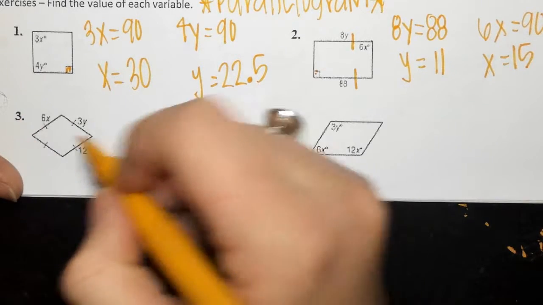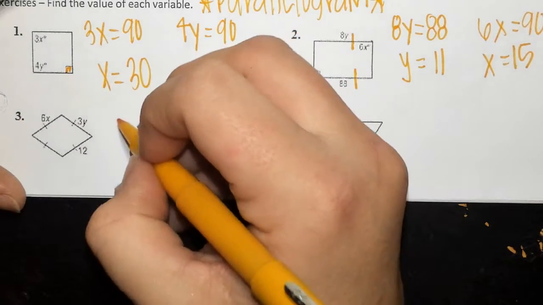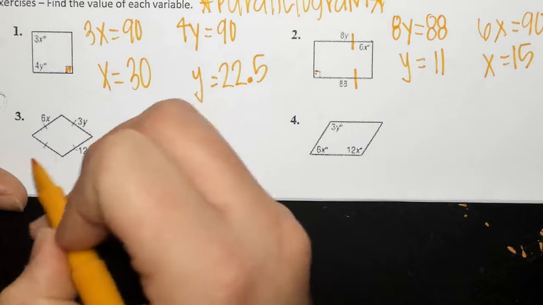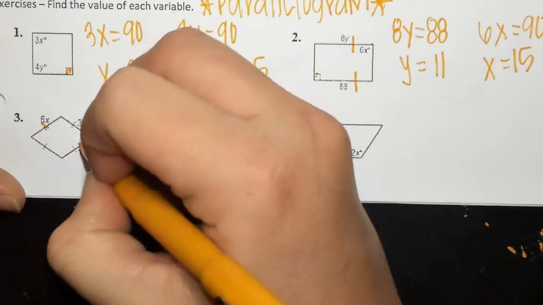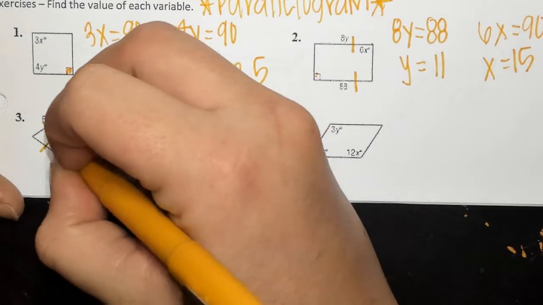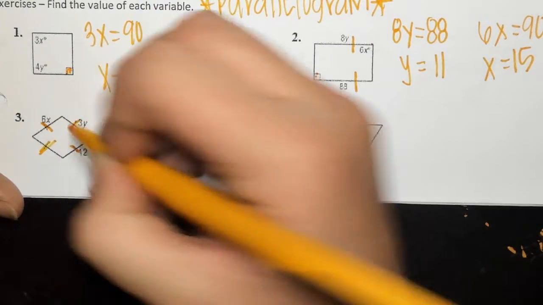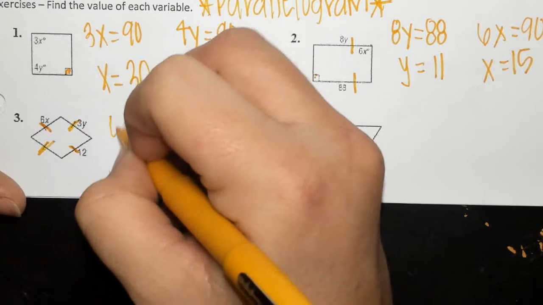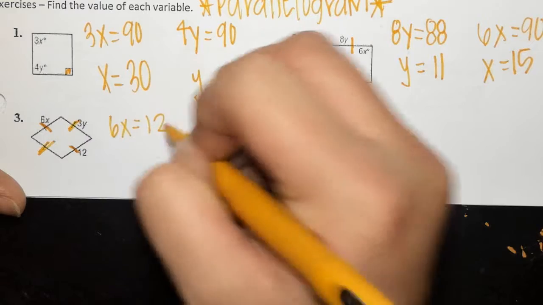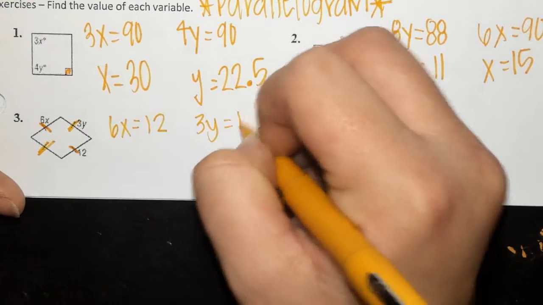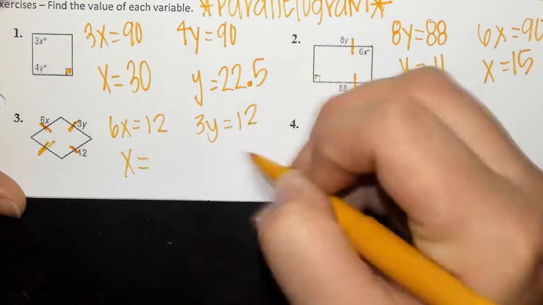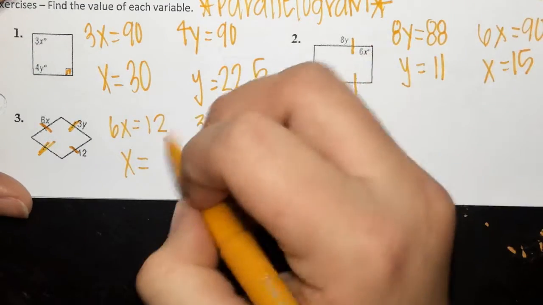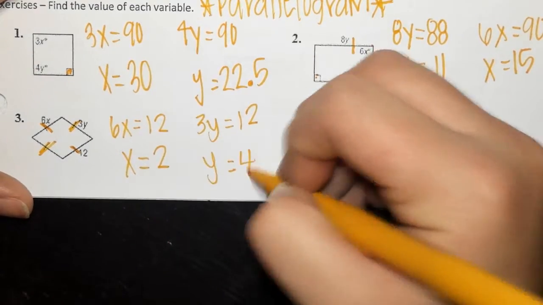Okay, number 3. Opposite sides are congruent. Well, in this case, which technically makes it not a parallelogram, but I'll go with it. They're all equal because there's a dash on each side. Well, so if this is 12, then they're all 12. So set both of these equal to 12. So x is equal to? Y is equal to?